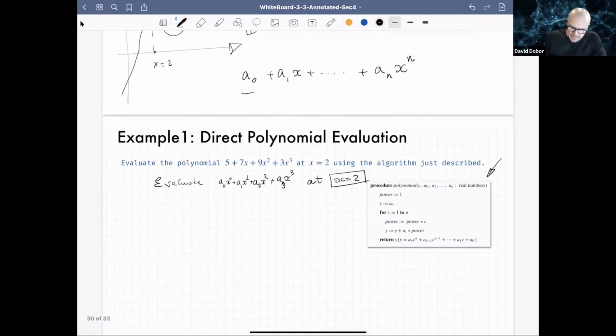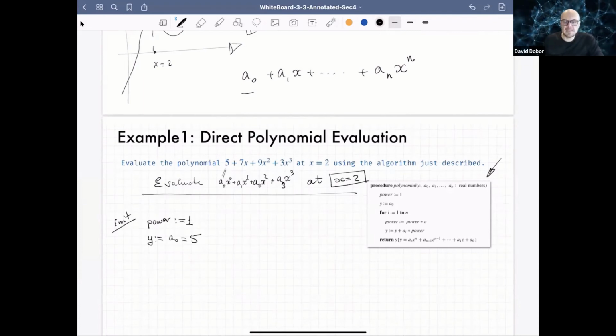Okay, so let's see how this algorithm works. So, the initialization step. The init step says the following. This variable power is initialized to 1. This is the most straightforward way of computing the value of this polynomial. Power is initialized to 1, and y is going to be my answer. Y contains my answer at the end of the day. Initially, it's set to a0, which in our case is 5. Okay, that's the initialization step. This is what I've written down in this step.